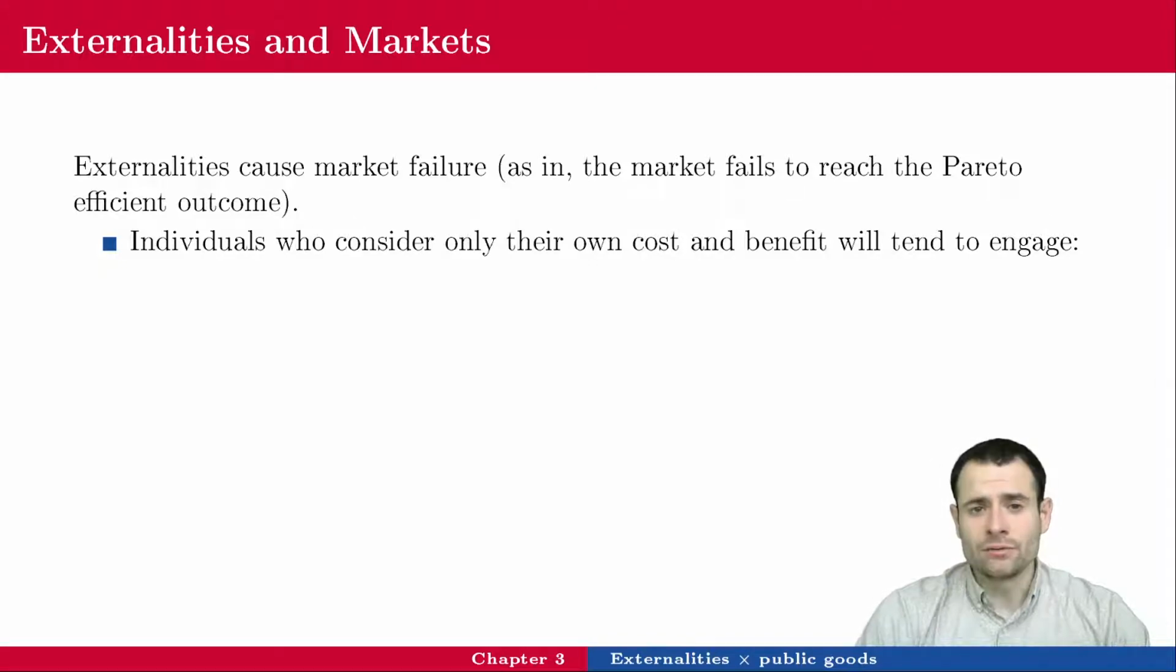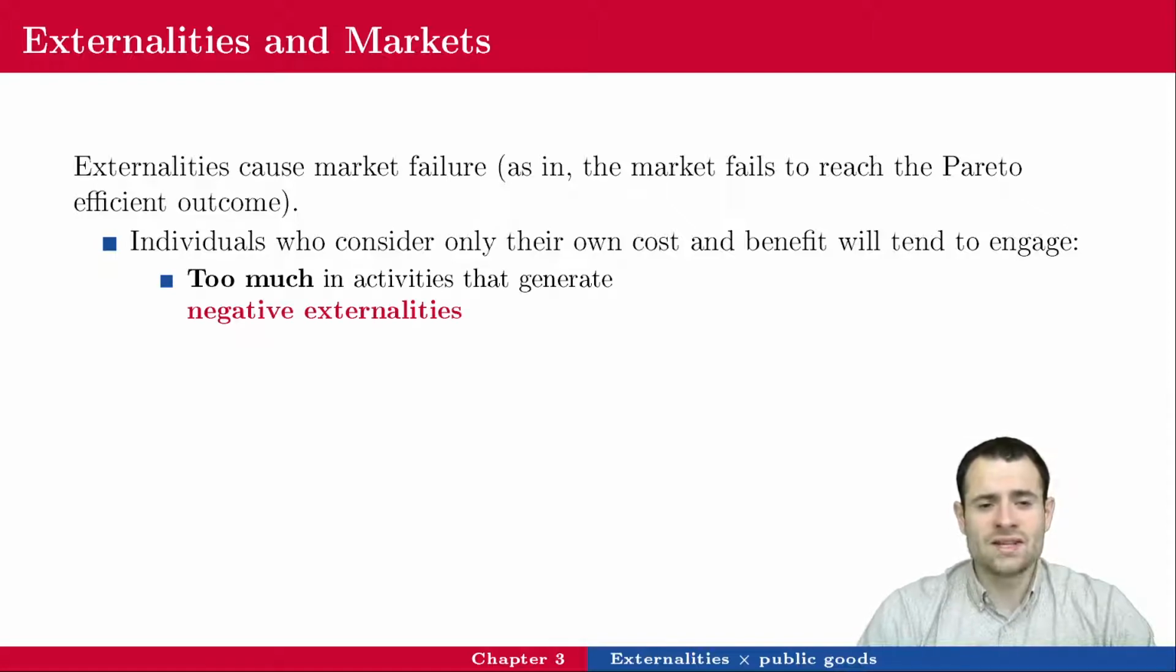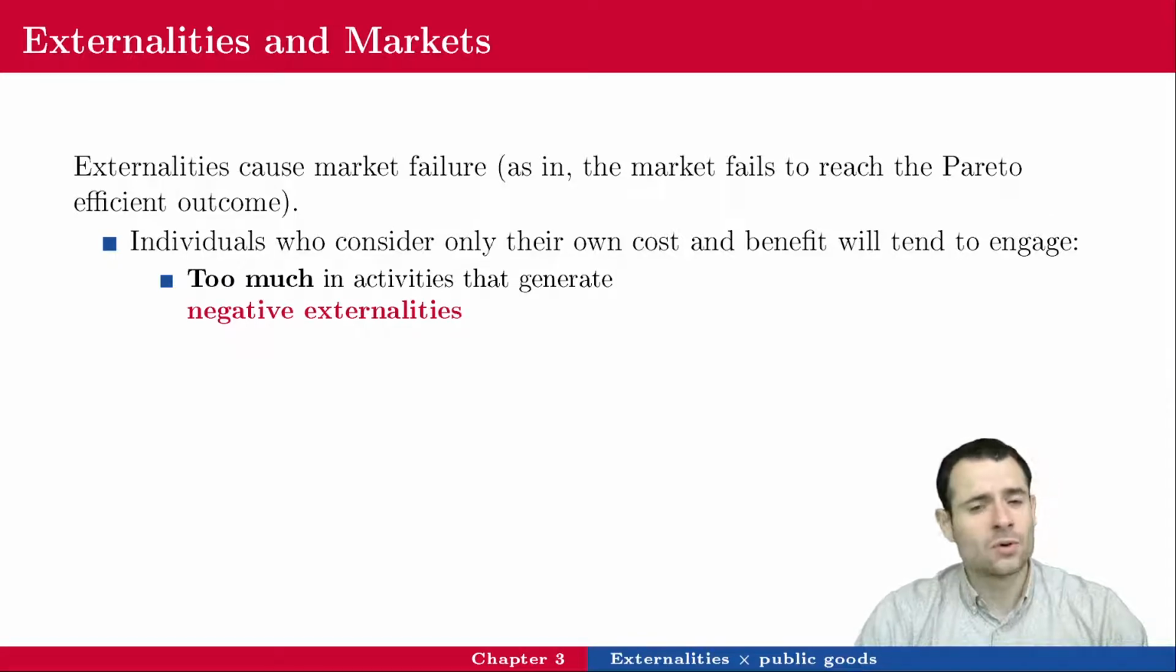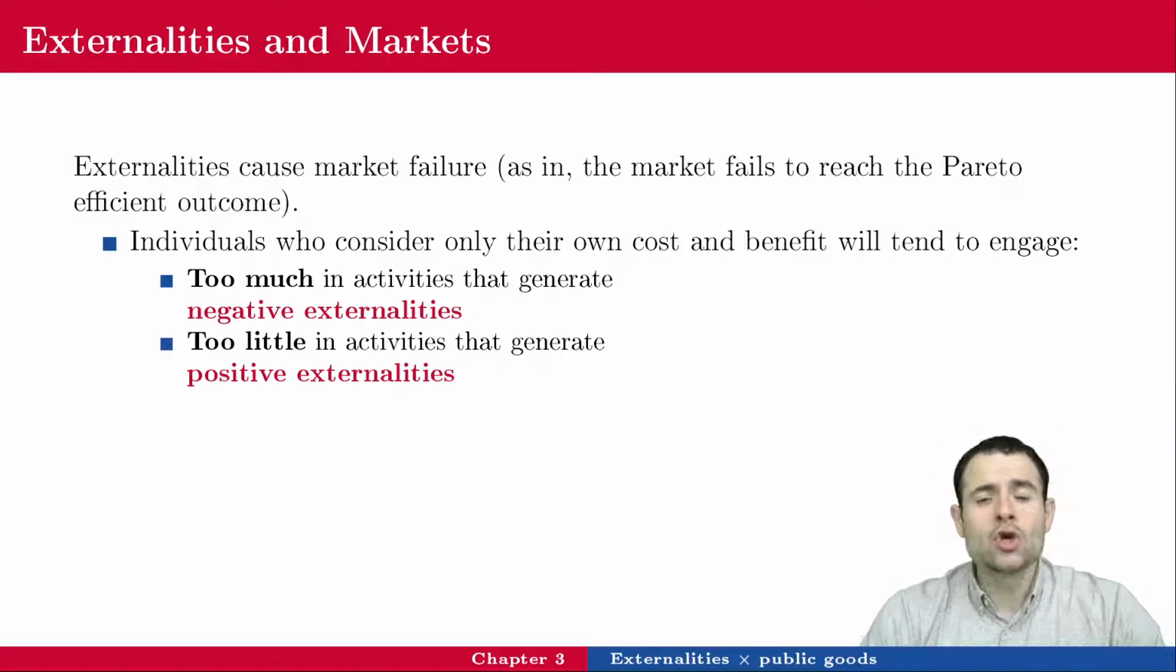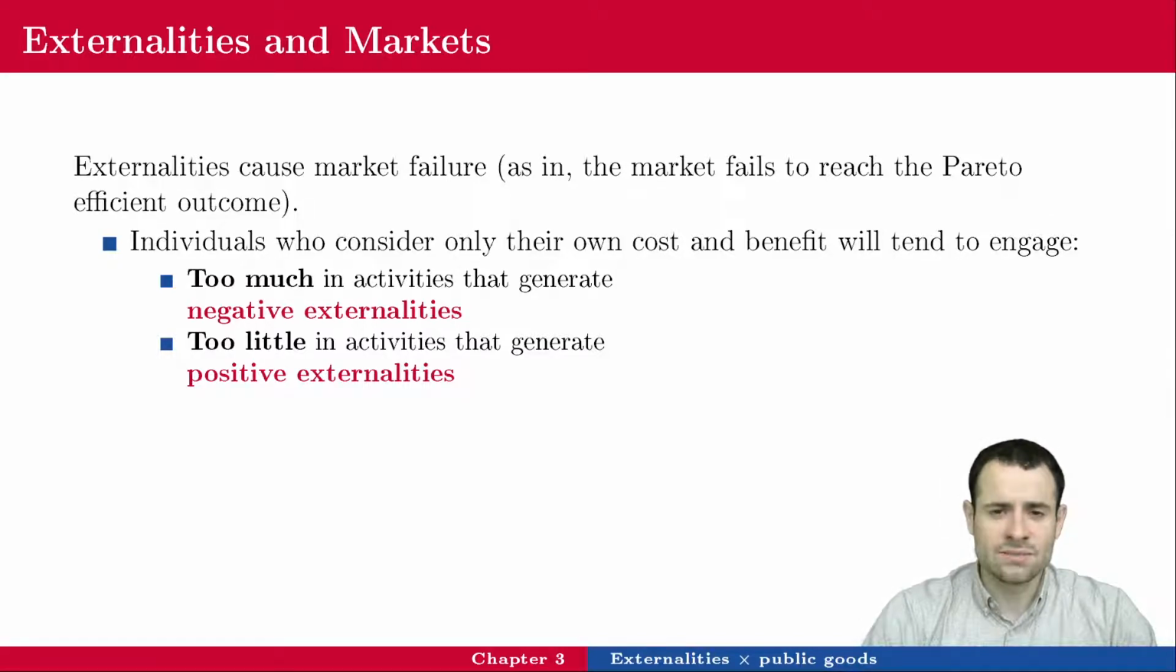Externalities cause market failure in the sense that the market equilibrium, if we leave it as is, will not be Pareto efficient. Individuals who consider only their own cost and benefit will tend to engage too much in activities that generate negative externalities. So too much of the bad stuff will be produced, or too much of the bad stuff will be consumed. And on the other hand, too little in activities that generate positive externalities. We won't see enough vaccines being consumed. We won't see enough education being acquired. We won't see enough bees in the neighborhood.